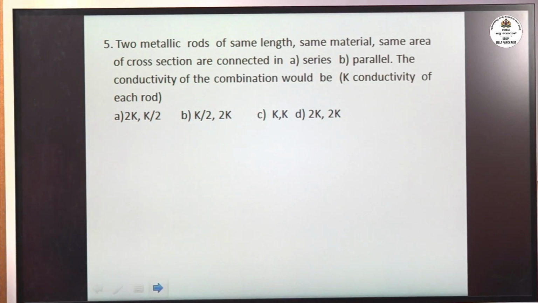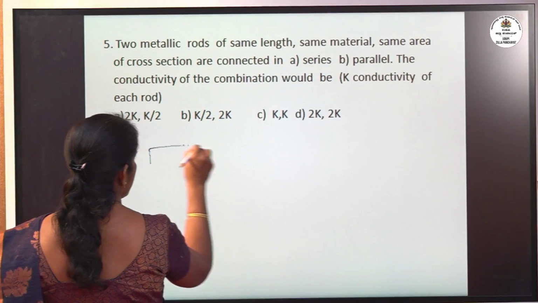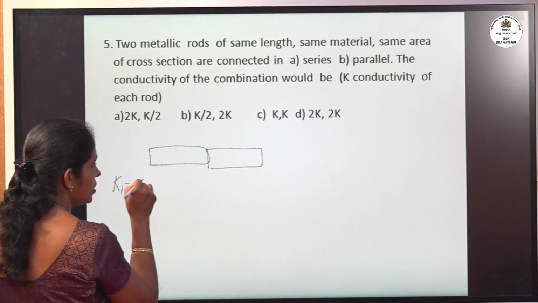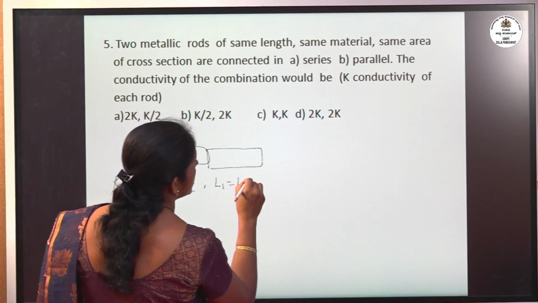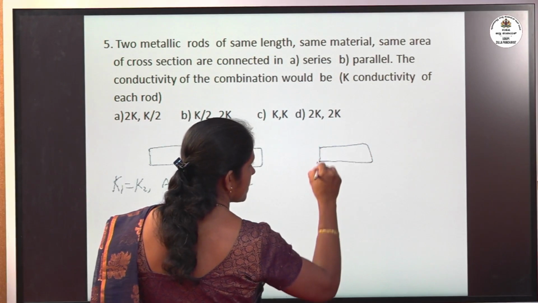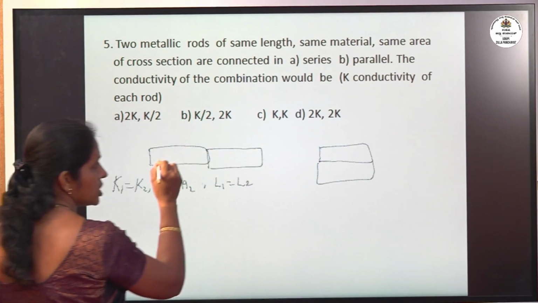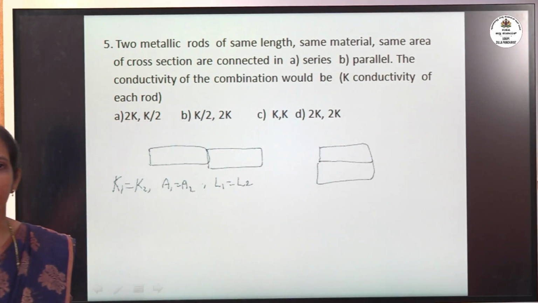Question number 5. Two metallic rods of same length, same material, same area of cross section. That means K1 is equal to K2, A1 is equal to A2 and L1 is equal to L2. They are connected first in series and then in parallel. The thermal conductivity of the combination would be, what is the thermal conductivity of the series combination? What is the thermal conductivity of the parallel combination?